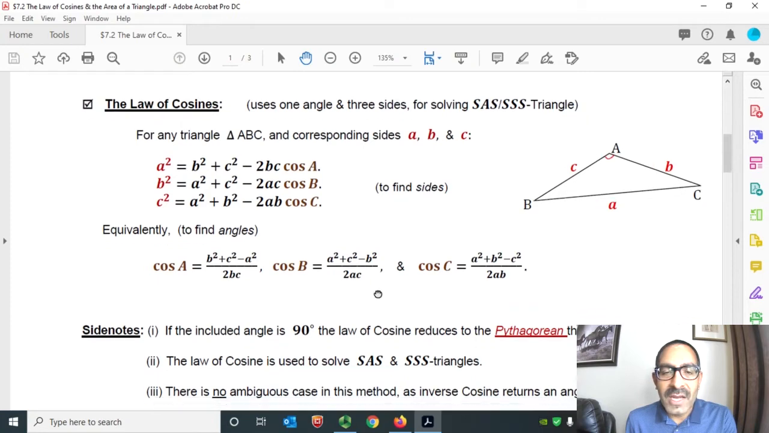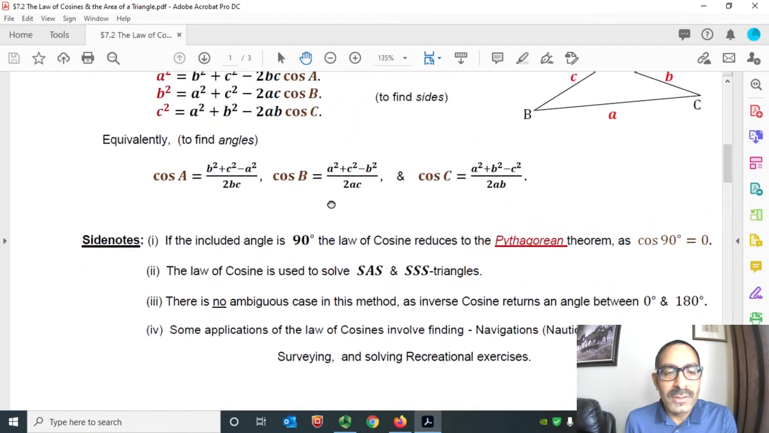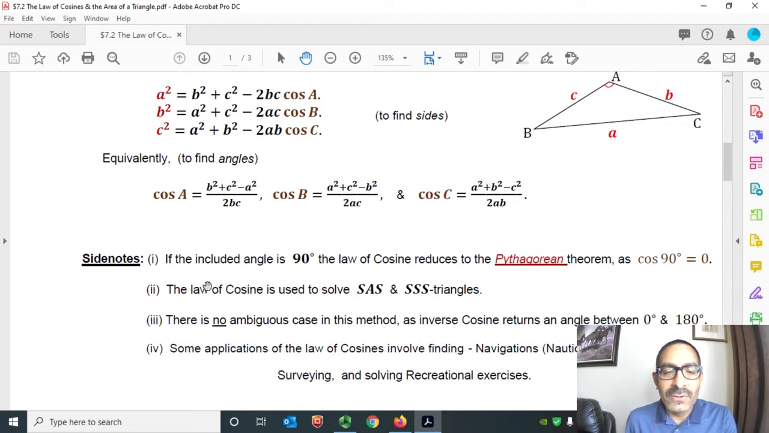So now, quick side note. Side note number 1: if the included angle is 90 degrees, the law of cosine reduces to the Pythagorean theorem as cosine 90 degrees is 0.